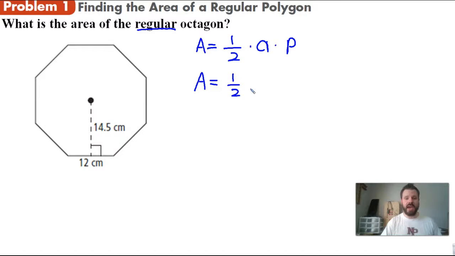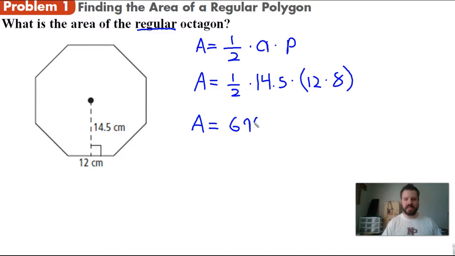Area is equal to 1/2 times the apothem, 14.5, times the perimeter, so side lengths of 12, times there are 8 of them for the octagon. If we plug that in our calculator, I end up with 696 centimeters squared. Pretty simple equation to use.